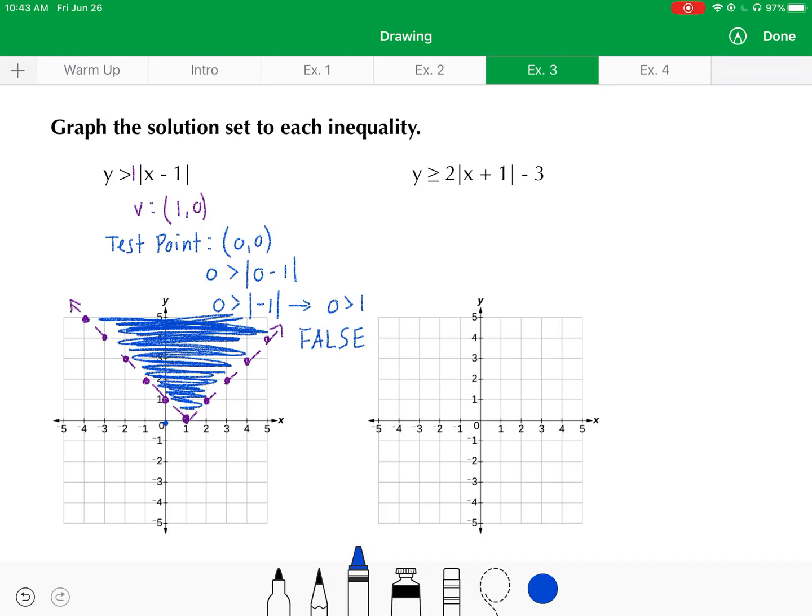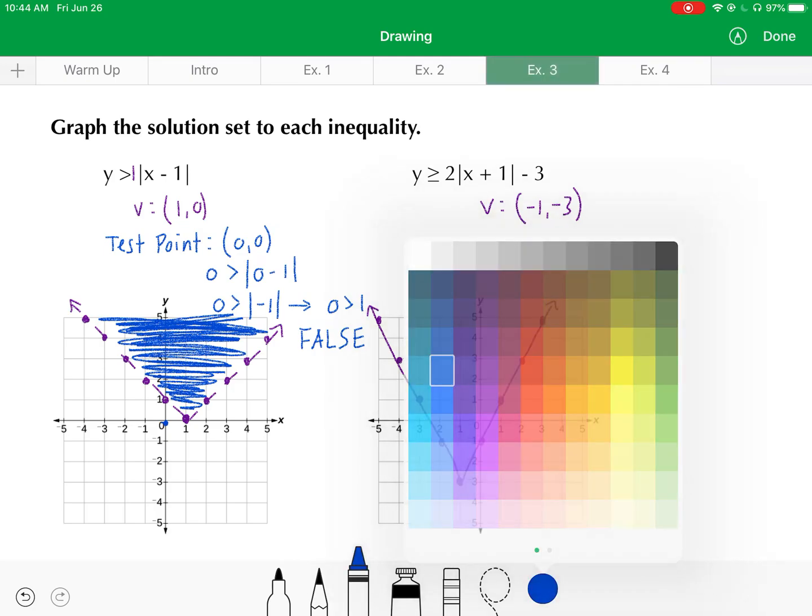All right. Second example, we're going to approach very similarly. Start by identifying that vertex, (-1, -3). Plot it. My a value is 2, so from the vertex I'm going to go up 2, right 1, keep on doing it. Or from the vertex go up 2, left 1 for the other side of the V. And this time the V can be solid, which means the points of the V itself are part of the solution set.